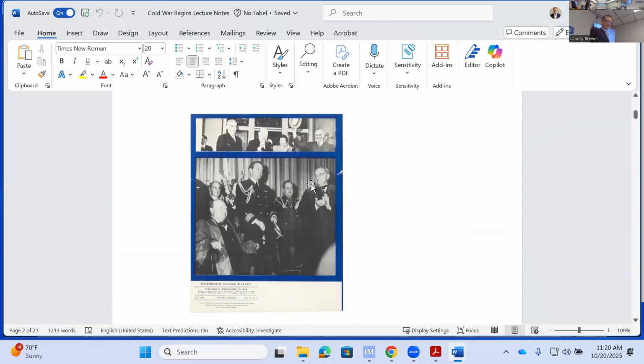Here is President Truman. Here is Prime Minister Churchill at Fulton, Missouri, at Westminster College for that Iron Curtain speech. It's not what Churchill called it. Churchill called it the sinews of strength speech, but the American public, the American media, called it the Iron Curtain address. Some say this is when the Cold War started.